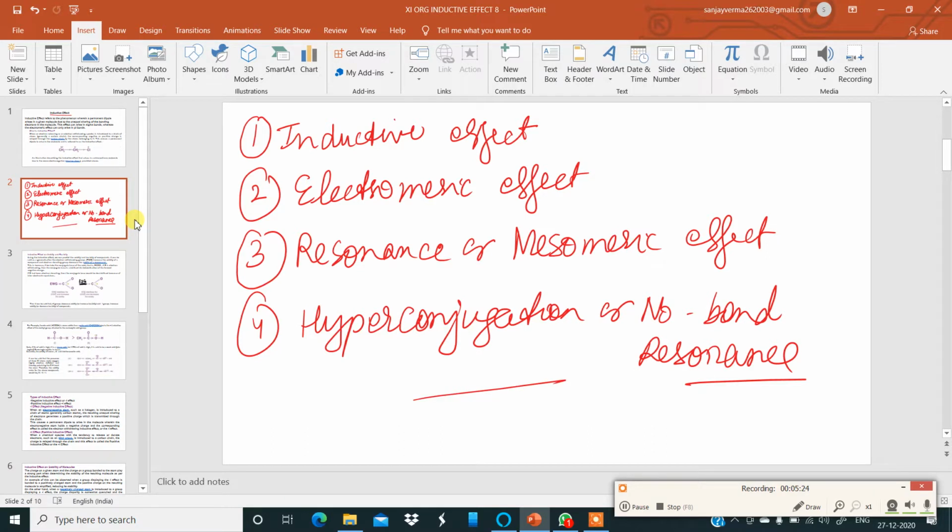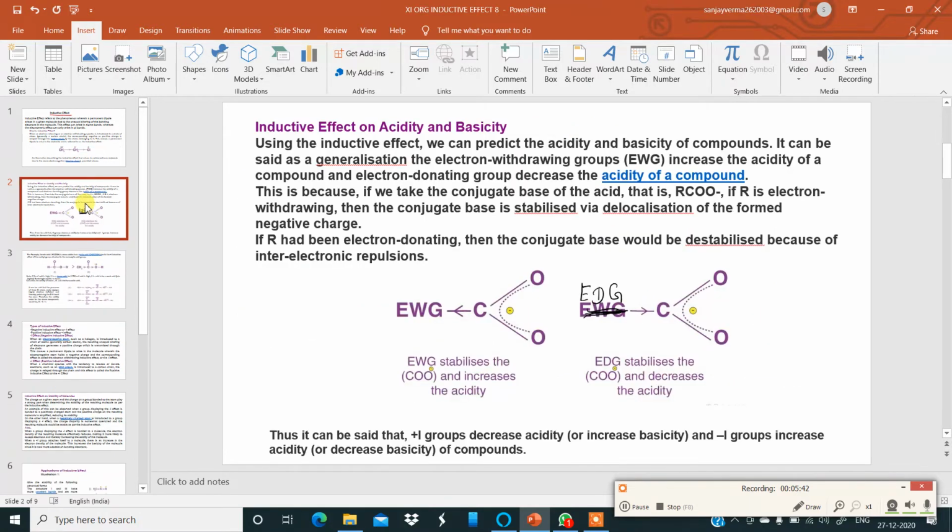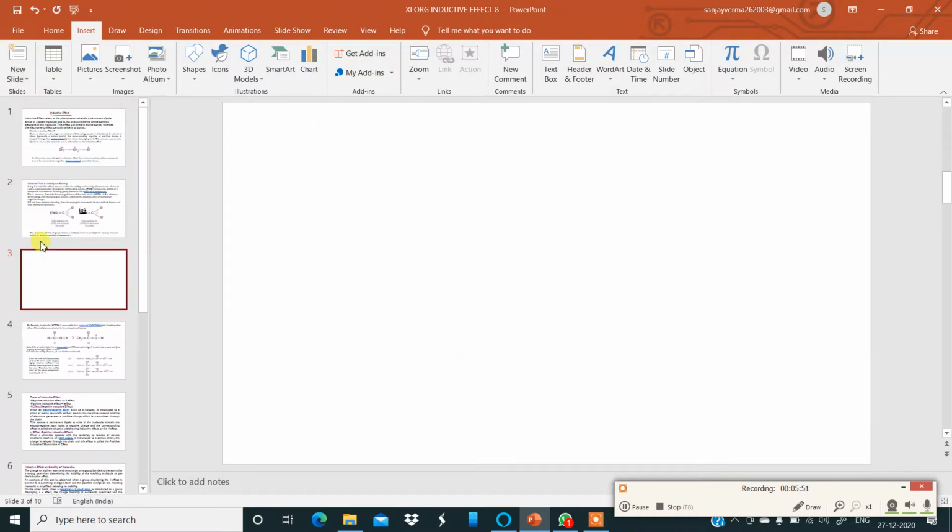Now before I move to the first effect, that is the inductive effect, I would like to first clarify and tell you some previous knowledge which is very important for us to understand in this part of the chapter. Please remember, under inductive effect, there are two groups.